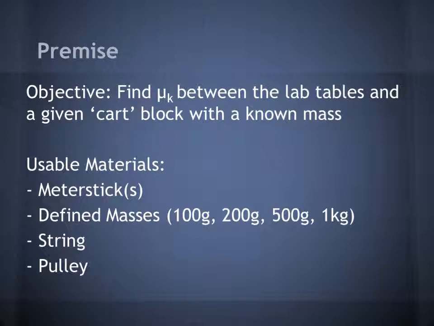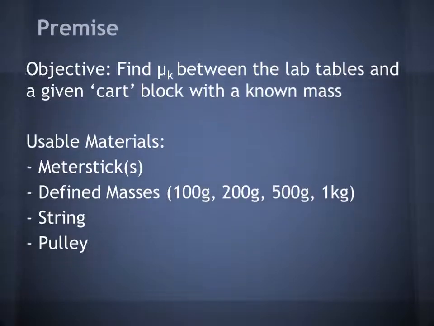In this lab, our objective was to find the coefficient of kinetic friction between our black lab tables and a given card we were given with a known mass. The materials we were allowed to use were a meter stick, 4 defined masses of 100 grams, 200 grams, 500 grams, and 1 kilogram, a string we assumed to be massless, and a pulley.